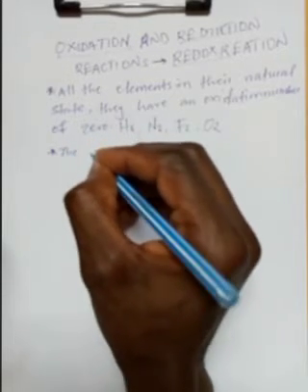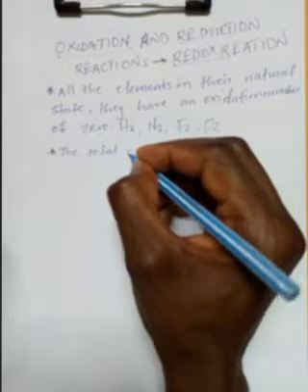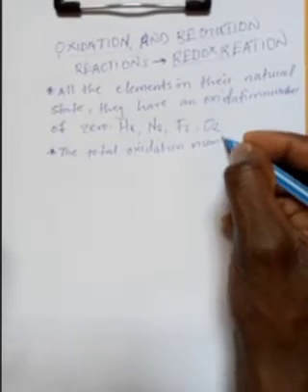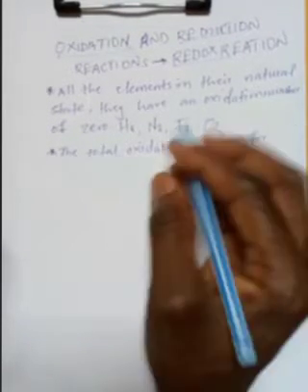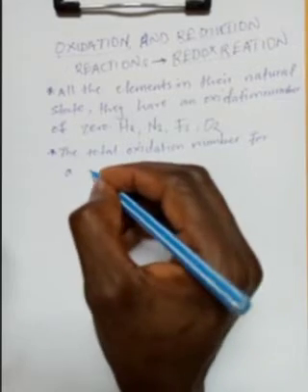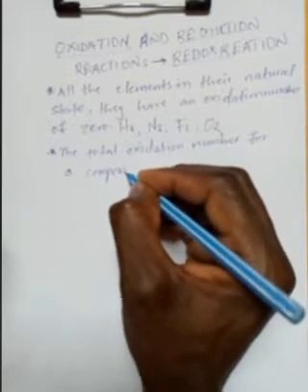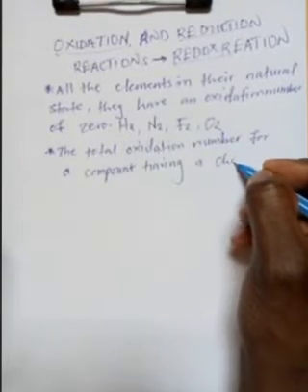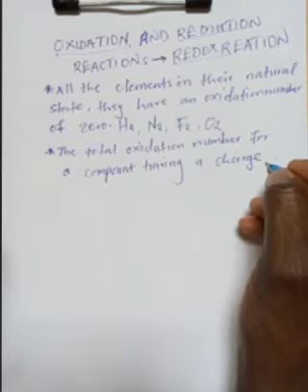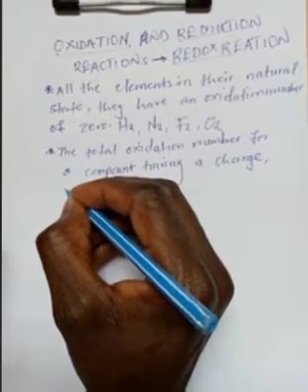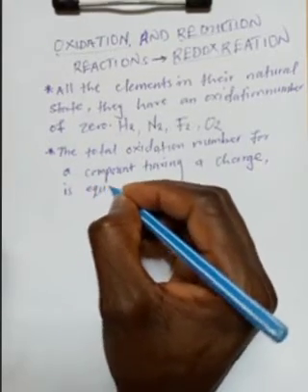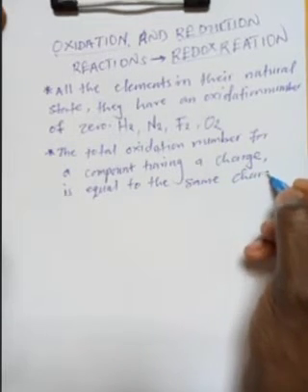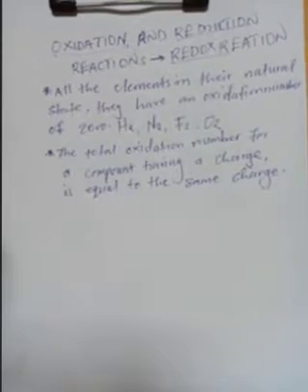The total oxidation number for a compound having a charge is equal to the same charge. Okay, what does it mean?